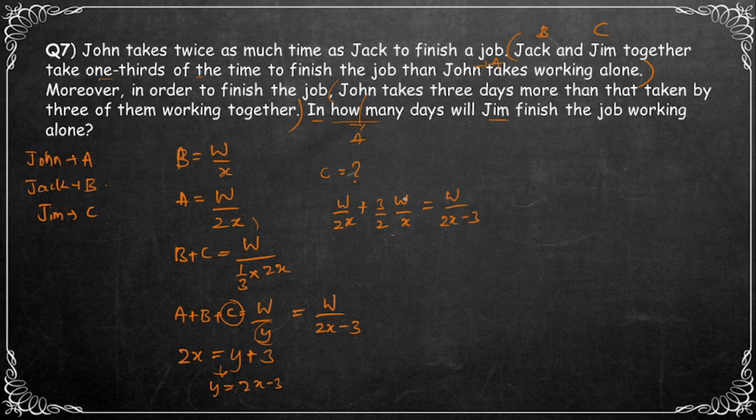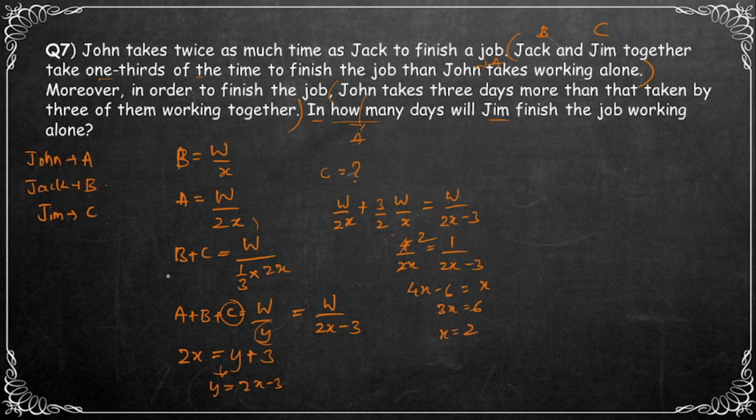Now the 2x denominators are the same, so we can add numerators. So 1w plus 3w is 4w, w cancels. So 4 by 2x is equal to 1 by 2x minus 3. If we cross multiply, 4x minus 6 is equal to x. So 3x is equal to 6, x is equal to 2.